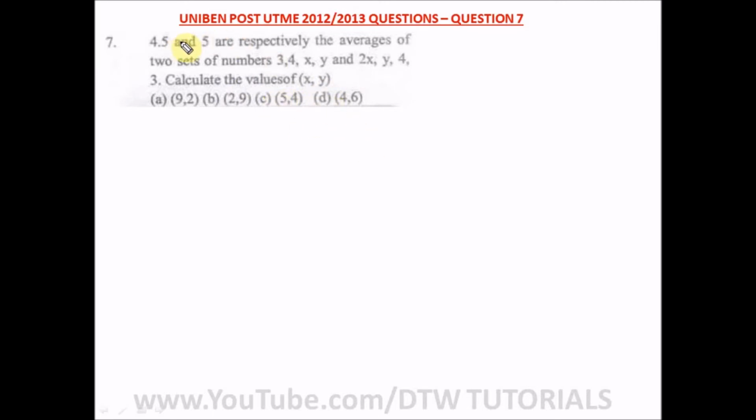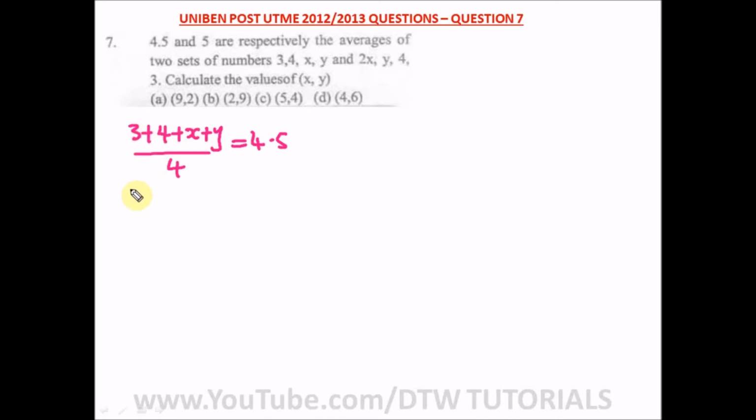Okay, so let's try to resolve this, simplify this. 4.5 and 5 are respectively the averages of the two sets of numbers. So the average of this is 4.5. Remember, average is just to add all the numbers and divide by the number of digits in the set. The number of this first set of numbers is 4. So 4 is equal to 4.5. That's the average.